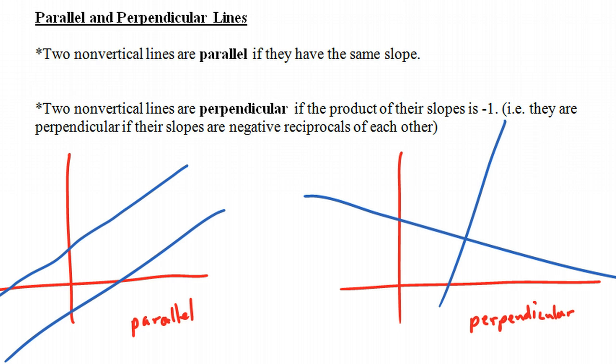Now, I've drawn two parallel lines down here, and these lines have the same level of steepness. In other words, they have the same slope. So, for example, if this top one had a slope of 2/3, then this line down here would also have a slope of 2/3. And two non-vertical lines are perpendicular if the product of their slopes is -1.